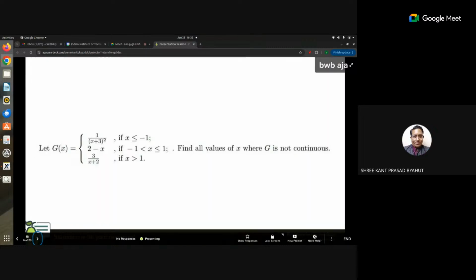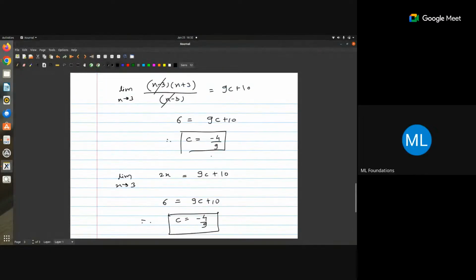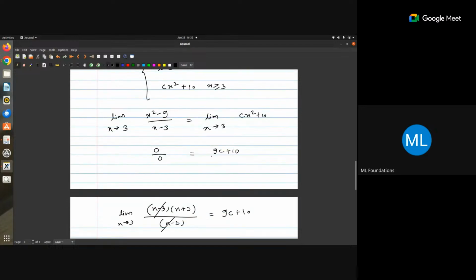In the L'Hopital rule, we differentiate the numerator and the denominator separately. Only where you find this indeterminate form, it's called indeterminate form. Where the 0 by 0 form is there, right?